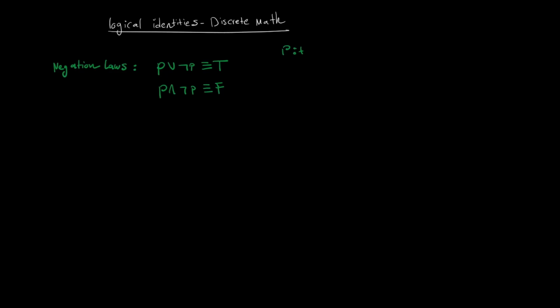Now, let's look at the second one here. It says P and not P. We're going to take the same definition here of P being true. If I have true and not true, which is going to be false, it's congruent to false, right? That's how and works. If I have true and false, then I'll have false. So that's how the negation laws work.